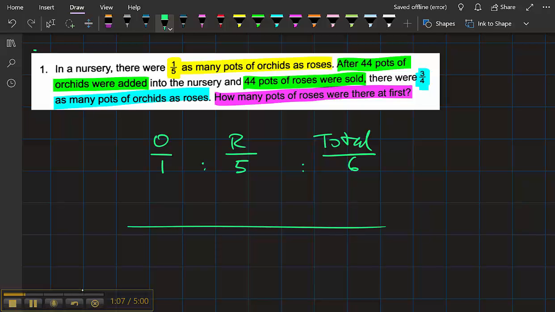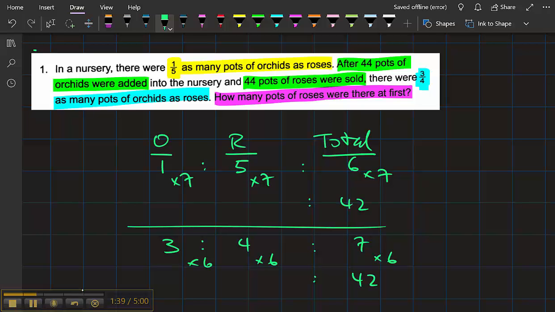After that, orchids to roses became 3:4. Total is 7. So to make 6 and 7 the same number, because the total is not changed, the total in this number of 6 and 7 must be the same number, right? So to make 6 and 7 the same, we're going to multiply this by 7, and so this must also multiply by 7 because it's a ratio, and then these multiply by 6. That will give me 42 everywhere at the top and bottom. This makes 35, this makes 24, 7, and 18.